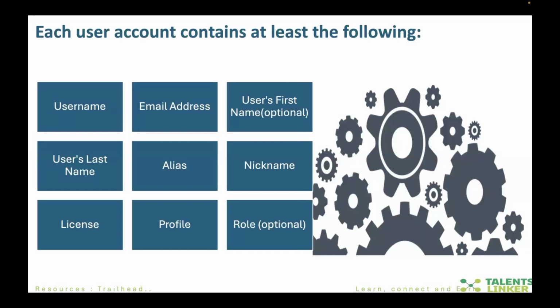So when you create a user account, it can definitely contain the following. These are the things you will see on the user account. You will see the username, the email address, and the user's first name. That is optional, but the user's last name is required. You can't have any user on the Salesforce platform without a last name. The alias is there, the nickname is there, the license is there, and the profile and role, which is also optional, are also there.